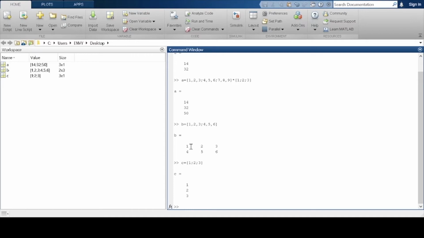Suppose we change the matrix to add another column, so we get 3 cross 3. But it's still satisfying the condition of the number of entries or columns being equal to the number of rows in the column vector.